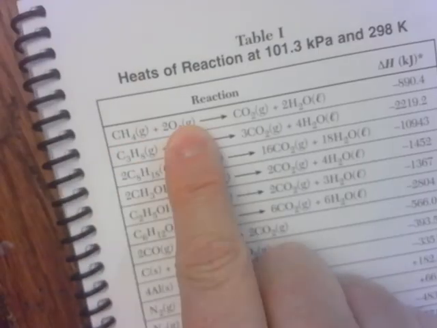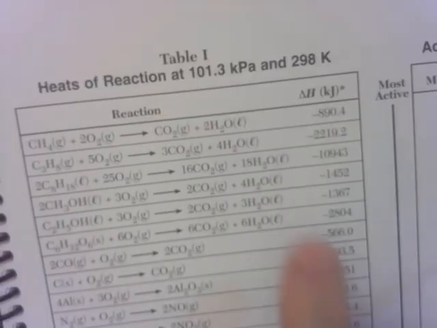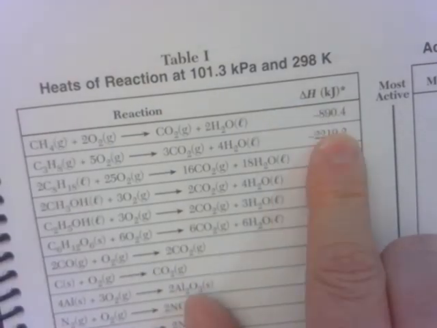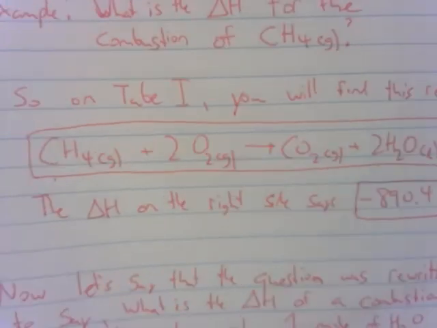Not only that, but directly to the right of that reaction, it tells you that the delta H of that reaction is negative 890.4 kilojoules. So, the answer to this question is exactly what it says in the reference table. You have to admit, this is probably the easiest question that could possibly be asked. You don't have to calculate anything. You don't have to subtract. You don't have to figure out what the sign is. It's already given. However, let's make this a little more challenging.